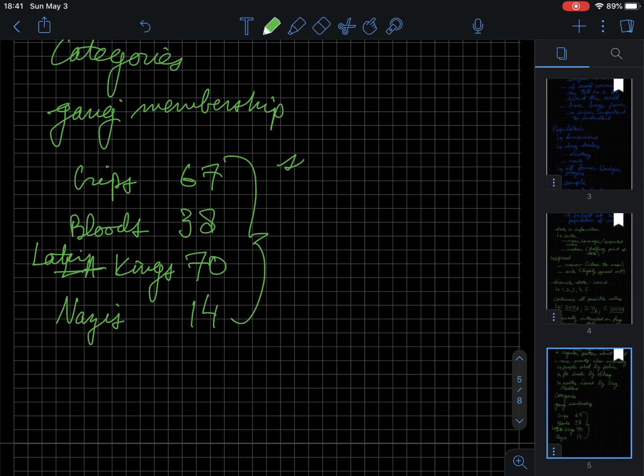So what we did was summarize by showing how many people were in each category. And if we want to find a way to summarize this further, I'll pull out my calculator right now, we could do this through a proportion. A proportion is like a fraction. It's the same thing that you've already done. So in this case, if we added up 67 plus 38 plus 70 plus 14, we get 189.